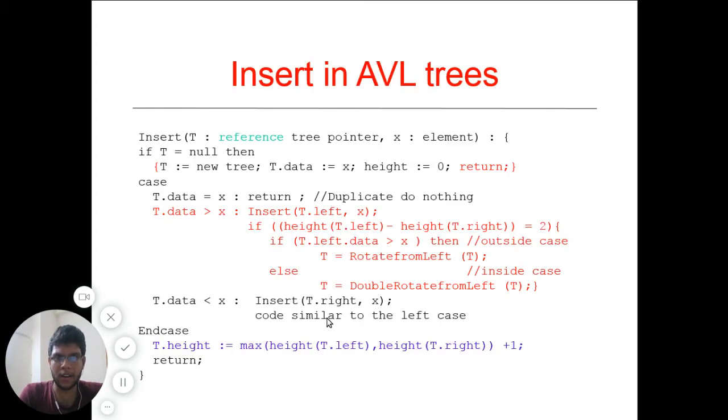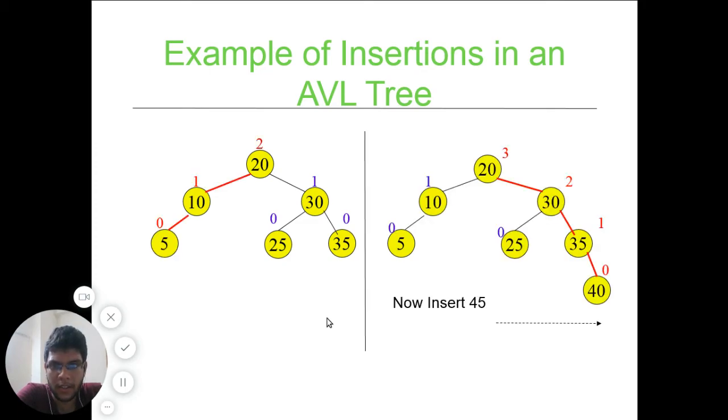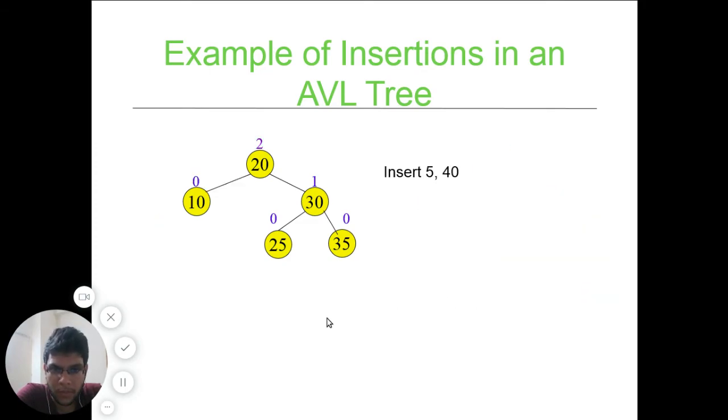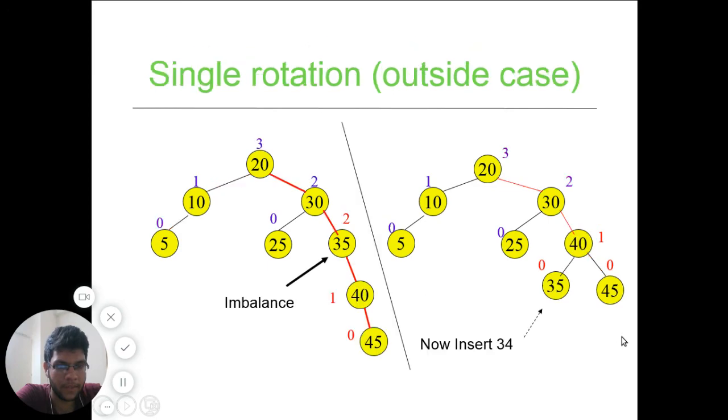To insert in an AVL tree, examples of insertion in AVL tree. Insert 5 and 40. So when you insert 5, you realize that you traverse 20, down 10, down 5. So 5 got inserted. Now you insert 45, it's 20, 30, 35, 40, 45. 45 makes the tree unbalanced. You can realize that it's unbalanced.